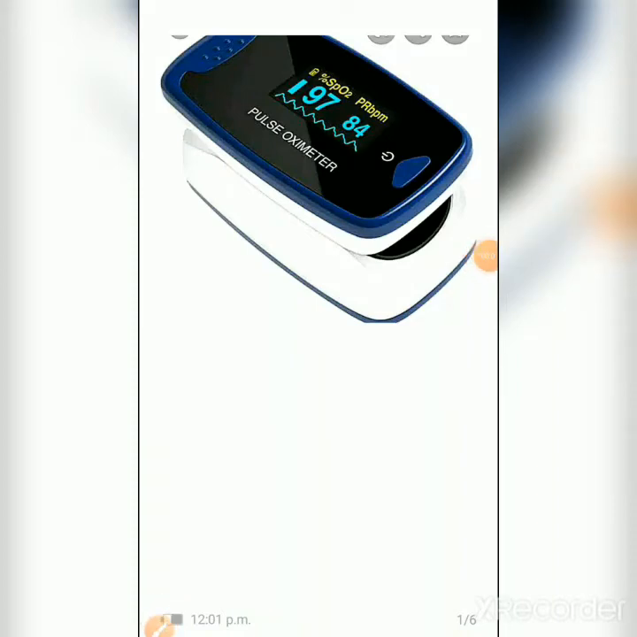So today my topic is the pulse oximeter. In this diagram, a pulse oximeter shows two criteria: SpO2, that is oxygen saturation, and pulse rate, that is BPM, beats per minute. So it shows the heart rate and the oxygen saturation.